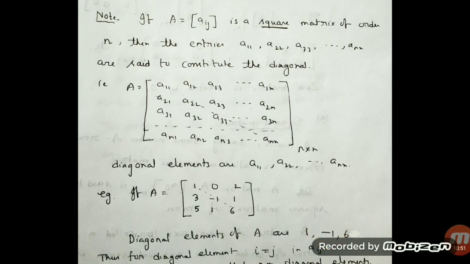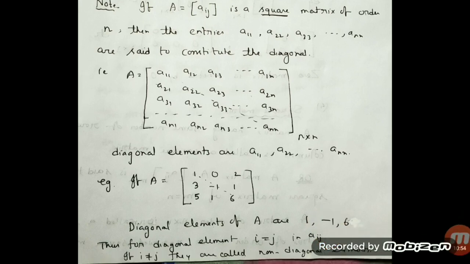Okay. So for a diagonal element, you remember one thing: you must have i equal to j. In aij, if i is equal to j, it is called a diagonal element. And if i is not equal to j, it is called a non-diagonal element. Hope you understand what diagonal and non-diagonal elements are.